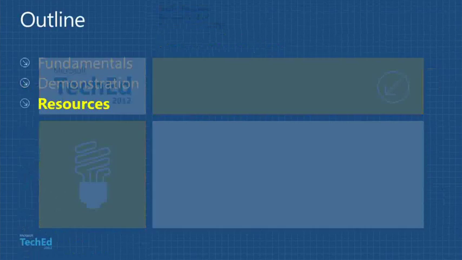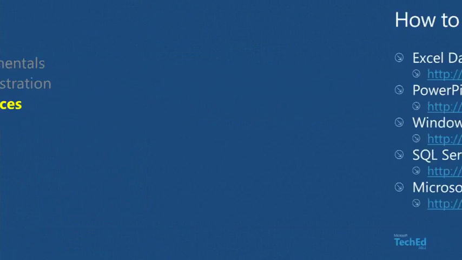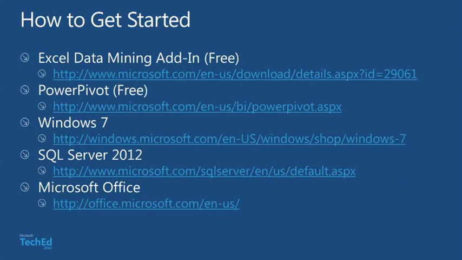Okay, so we had that data mining tab. I'm going to give you some resources. Here's how to get started. There's the Excel data mining add-in, which is free. The PowerPivot add-in for Excel is free. Windows 7 and SQL Server 2012 is what I was using today, and then Microsoft Office.